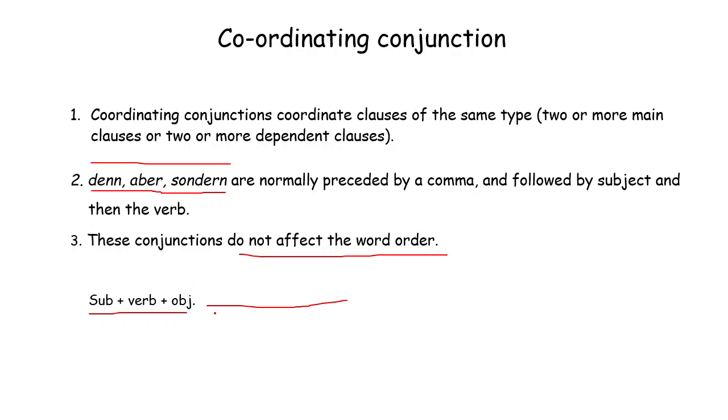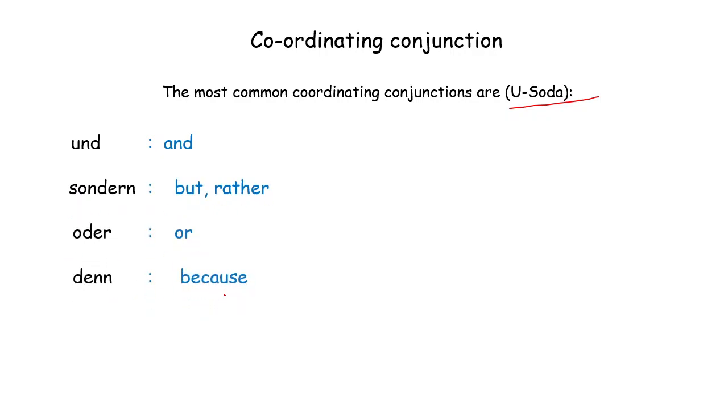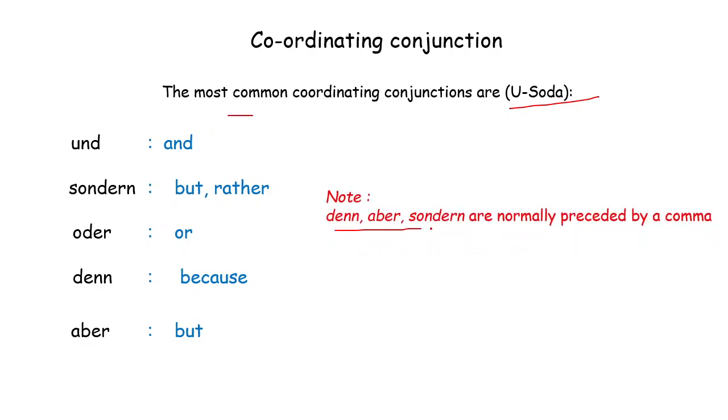It remains the same. The most common coordinating conjunctions are und, and; sondern, but rather; oder, or; denn, because; aber, but. The verb will remain at the second position in all of them. Denn, aber, and sondern are normally preceded by a comma. Let's see with the example.